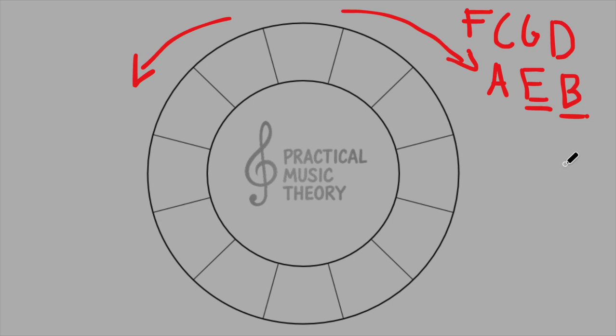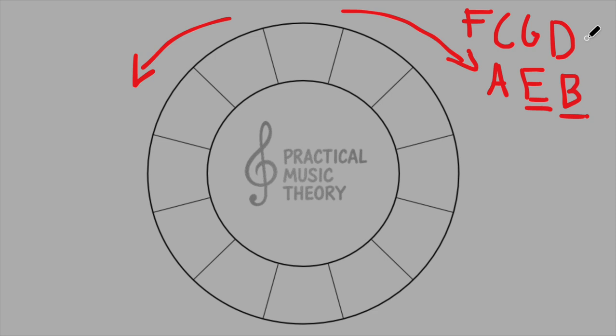Great. Now, it might at first appear hard, like how do I memorize the order of sharps? And how I do it, and how I was taught, is to come up with a mnemonic for it. And what I learned was: fat cats get down and eat burritos. Fat cats get down and eat burritos. FCGDAEB. It's the order of sharps.